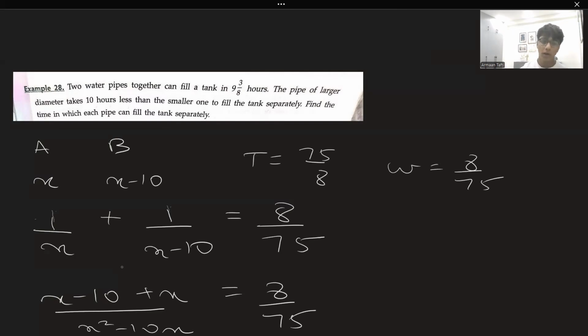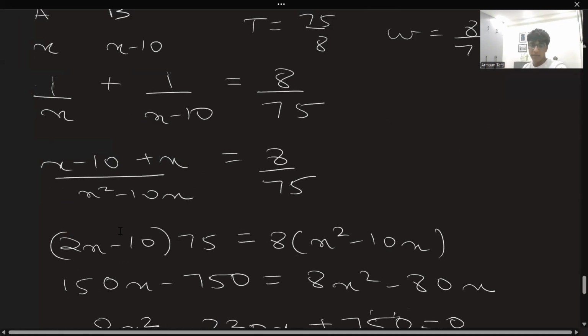So what we do is we find the work done in 1 hour, right? If it takes x hours to do the entire work, the work done in 1 hour is the reciprocal of that, which is 1 by x. Similarly, for B, it's 1 by x minus 10. Again, the overall time taken is 75 by 8 hours, but we can't compare the overall times. Again, if I say I can fill a tank in 10 hours and my friend Nakshatra can fill a tank in 15 hours, does that mean both of us can fill it together in 25 hours? No, it doesn't. So that's why we take the work done in 1 hour as 8 by 75, and we add that and we get a quadratic and we solve it.